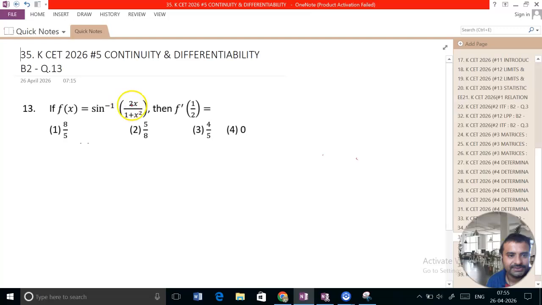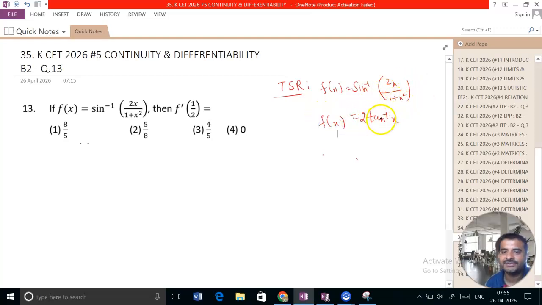Here f of x is equal to sine inverse of 2x divided by 1 plus x square. Then what is f dash of 1 by 2? Instead of differentiating directly, I will use the time saving result. You should know that sine inverse of 2x divided by 1 plus x square can be directly written as 2 tan inverse x.